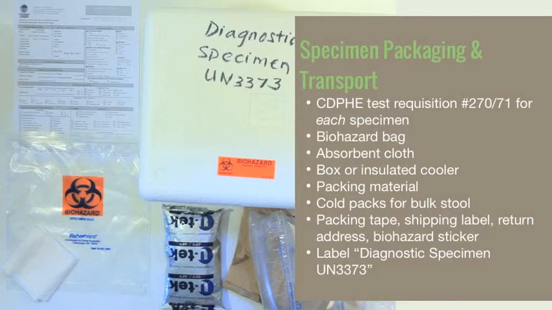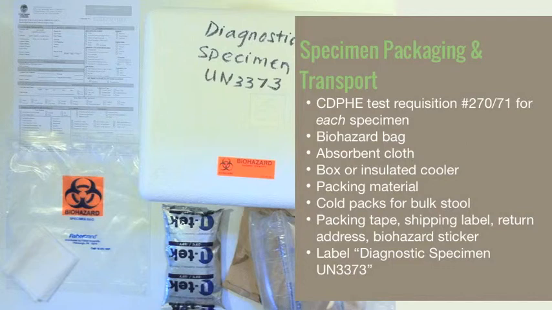In each biohazard bag, you should also place an absorbent cloth in case the specimen container leaks or breaks during transport. The Test Requisition Form 270-271 can be folded and placed in the outside sleeve of the biohazard bag for each specimen. The biohazard bag should then be placed into a container, such as a box or insulated cooler, with packing material to keep the specimen from moving around. If you are sending bulk stool, cold packs should be placed in the container.